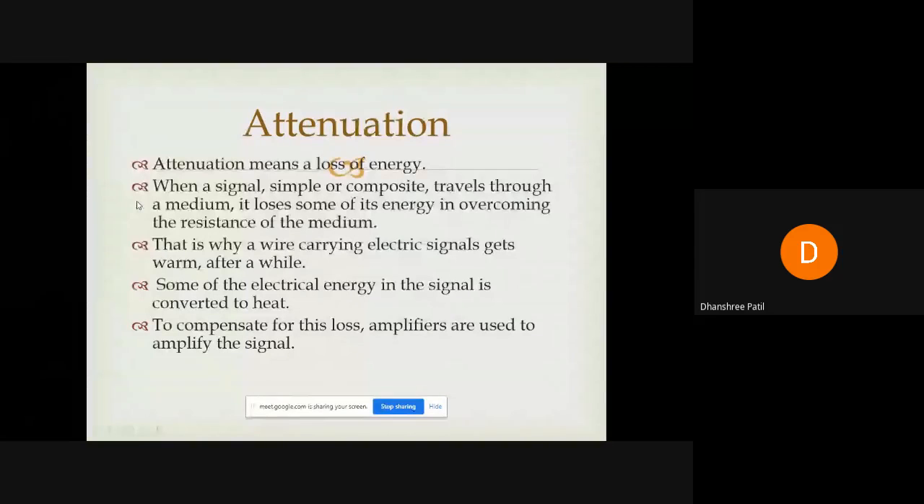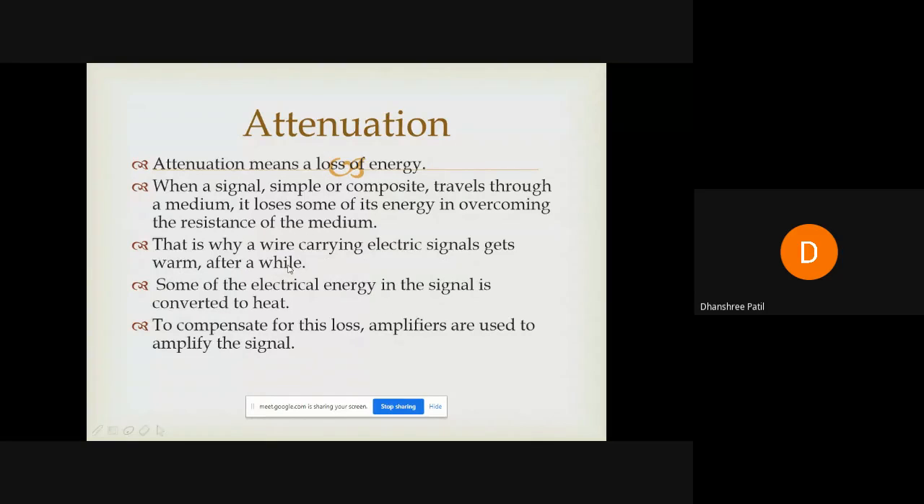When a signal, simple or composite, travels through a medium, it loses some of its energy in overcoming the resistance of the medium. Through whatever medium is used to send the data, if the distance increases, it loses its energy, or we can say it loses its data. Here is an example. That is why a wire carrying an electric signal gets warm after a while.